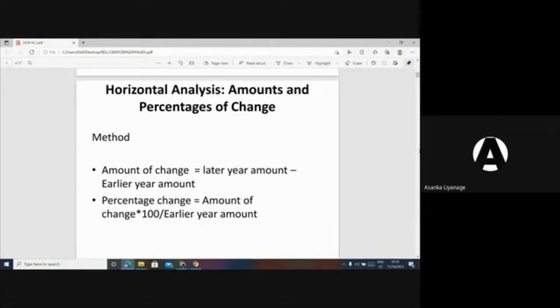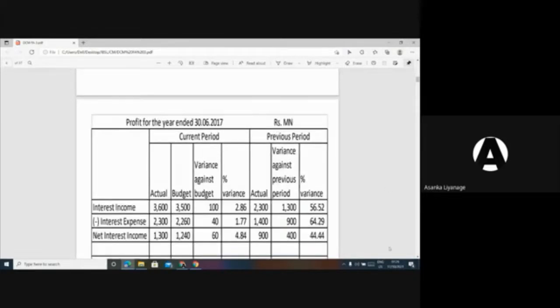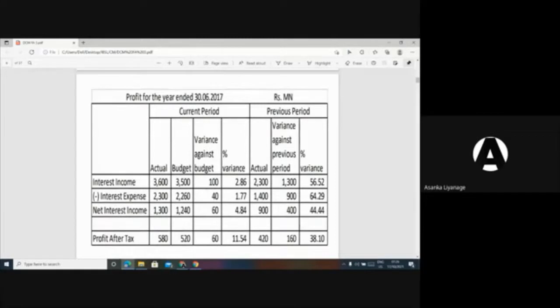You are doing this and using this horizontal analysis in your day-to-day credit papers very frequently. We'll see some examples. I took some figures. This is the financial statement of a bank. If you take the rows, we focused on interest income, interest expense, net interest income. Then we have a separate line called profit after tax. Taking the columns, the first 4 columns relate to the current period. Then the second 3 columns relate to the previous period.